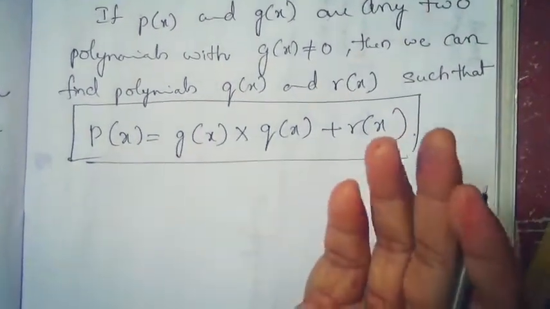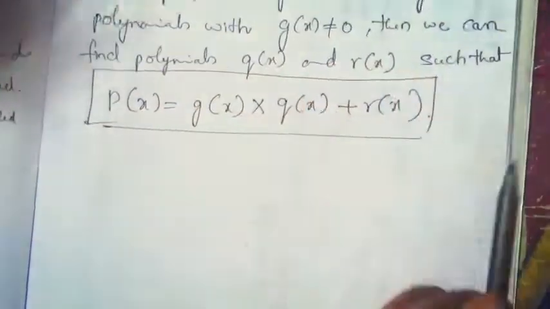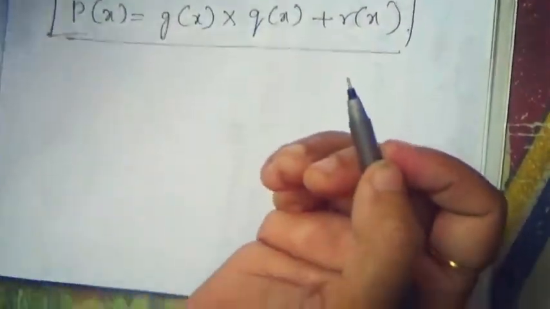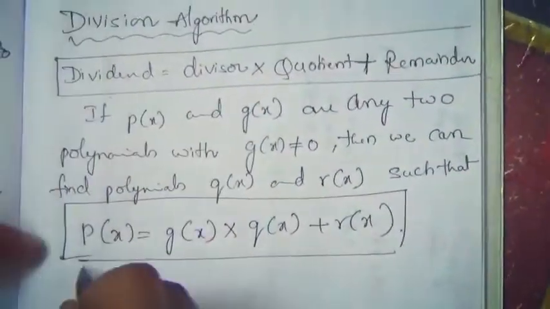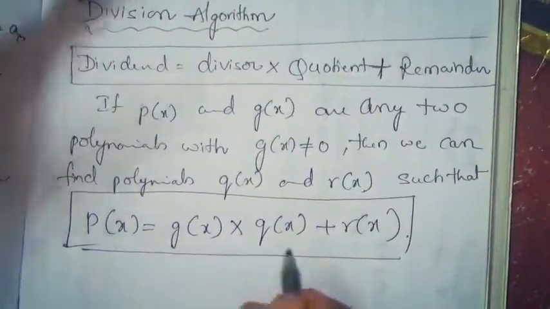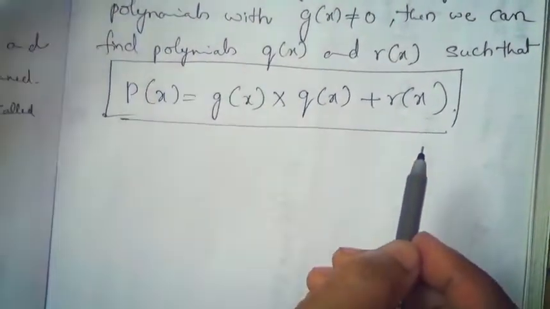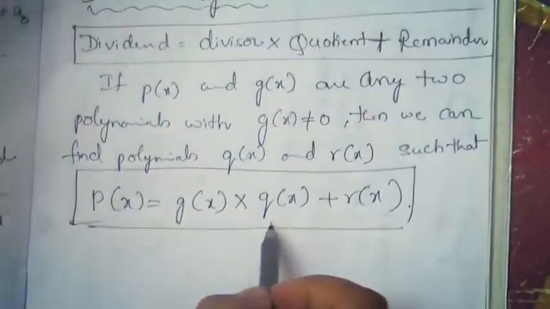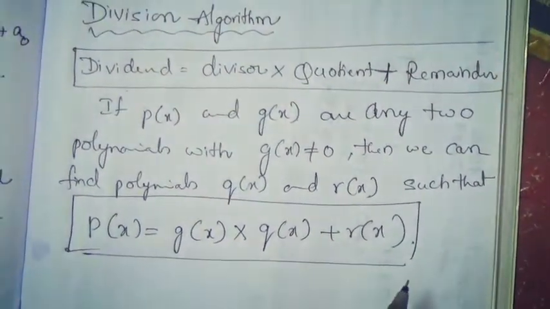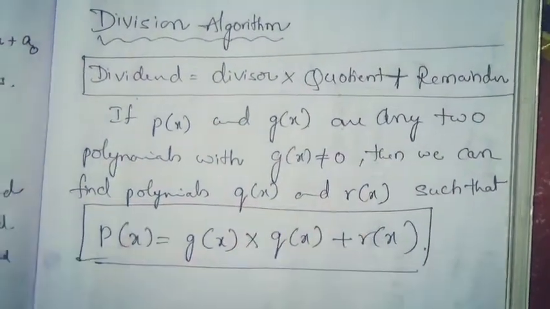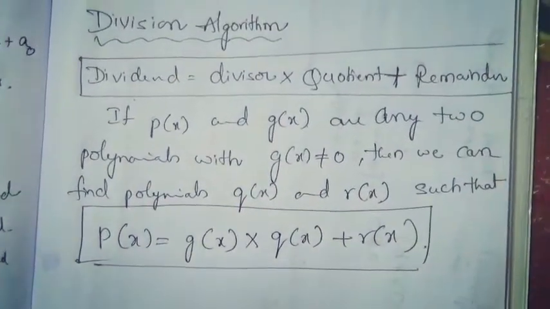For normal numbers we call it dividend, divisor, quotient and remainder. Just like that, we are doing this division for polynomials. For polynomials we call p of x the dividend, g of x the divisor, and the quotient we get from the two polynomials we call q of x and the remainder r of x. By using this knowledge we can solve all the sums in the chapter. Okay, thank you.